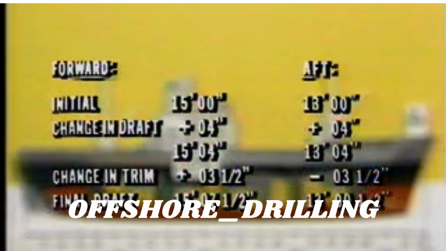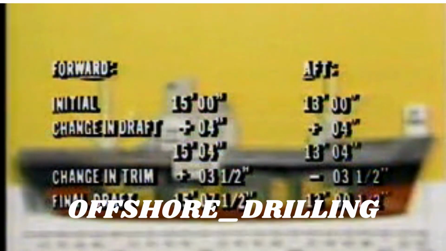It was further increased by half of the change of trim, or 3.5 inches, to 15 feet 7.5 inches. This is the final forward draft. The aft draft started at 13 feet and increased 4 inches due to added cargo, and decreased 3.5 inches due to change in trim, for a final draft of 13 feet and 1/2 inch.